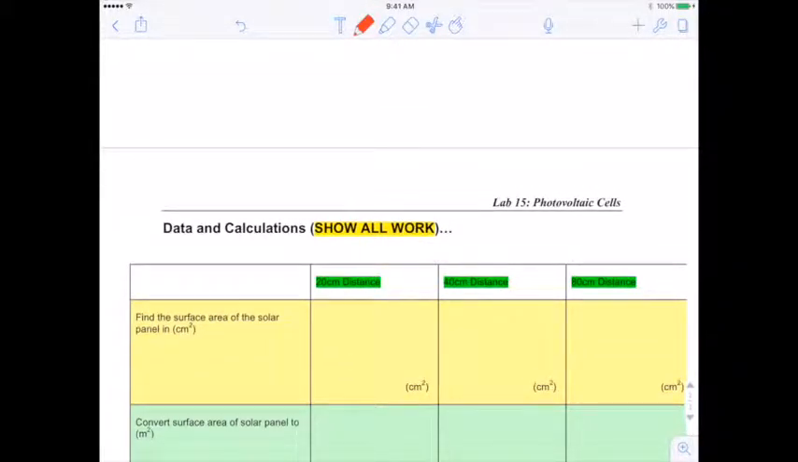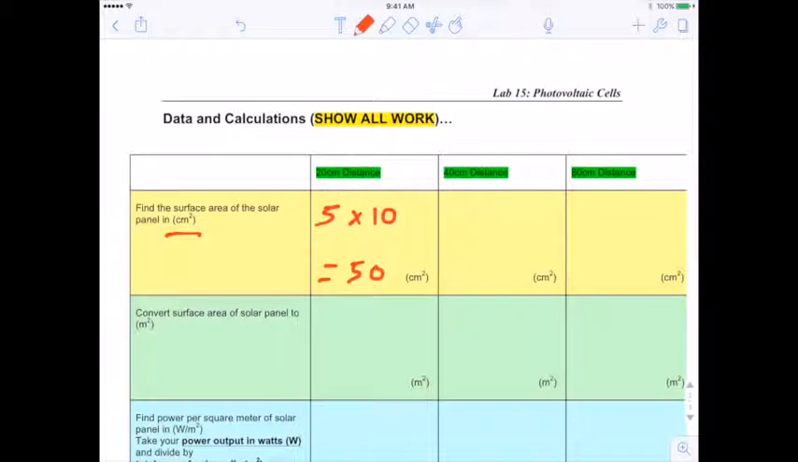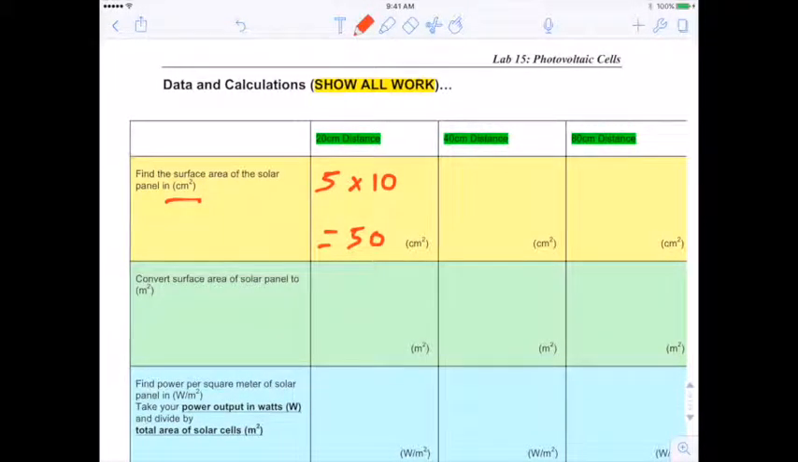So the first thing we're going to do is find the surface area of the solar panel. The previous video showed you how to do that. I just multiplied length times width. All right, so that's pretty easy. 5 centimeters times 10 centimeters equals 50 centimeters squared. Now we're going to convert centimeters squared to meters squared.